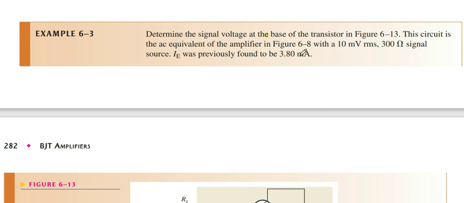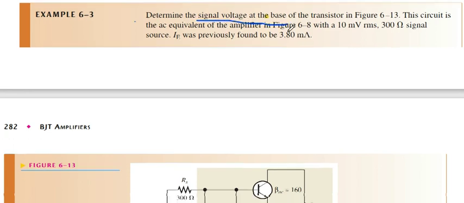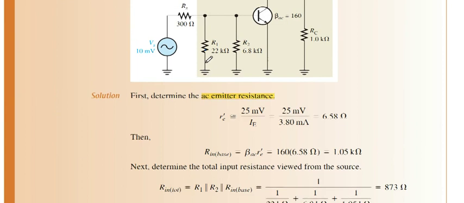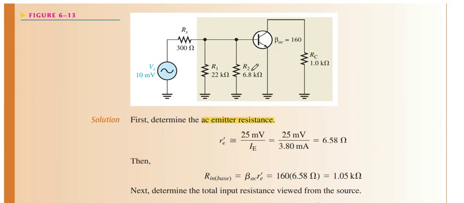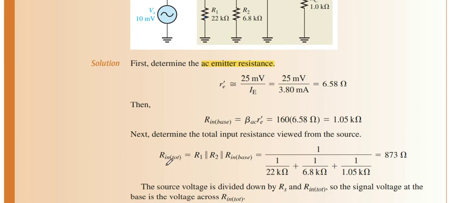Assalamu alaikum. Before I go to the next topic, I want to discuss this example. There we find the signal voltage at base, which is Vb, small b. There R1, R2, and RE, which is the base emitter resistance, are in parallel. So we add them using only one thing.